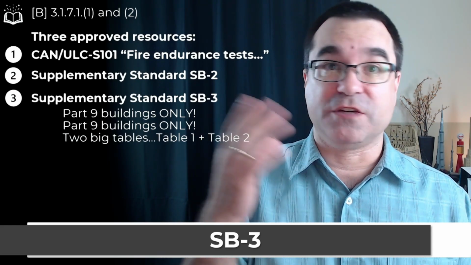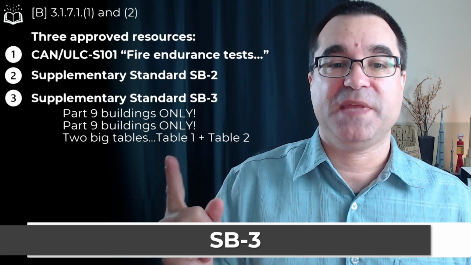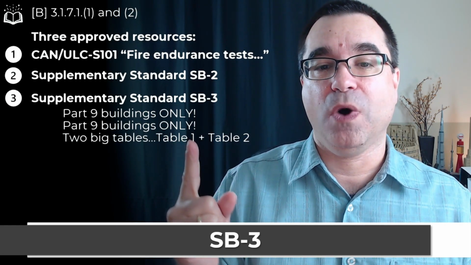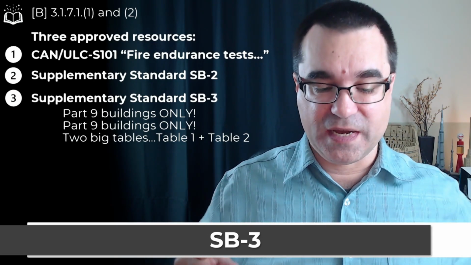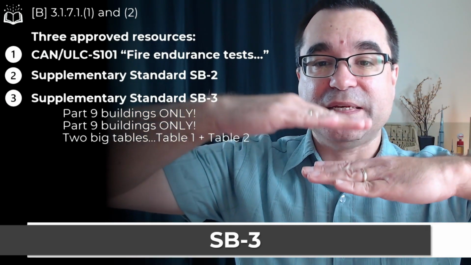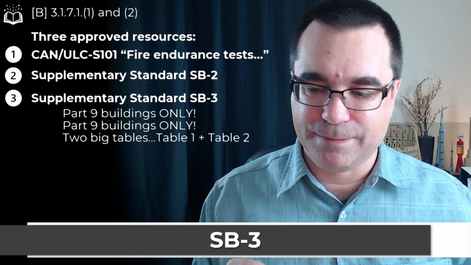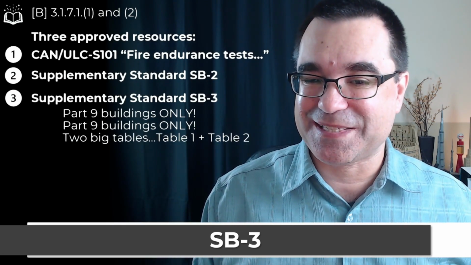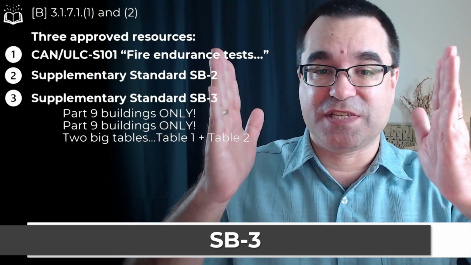SB3 comprises over 100 pages, but it's really two things. SB3 is Table 1 and Table 2. And the way that Table 1 and Table 2 are set up is they're a list of assemblies. Remember how I was talking about those assemblies that come from that test? I said that you have to pay to get access to that list of assemblies?